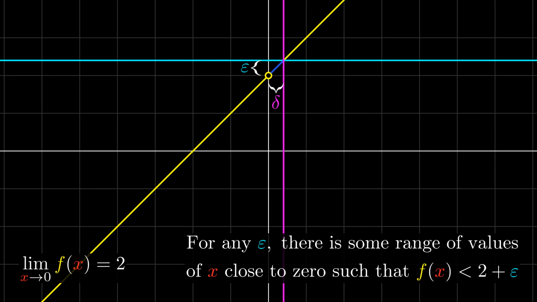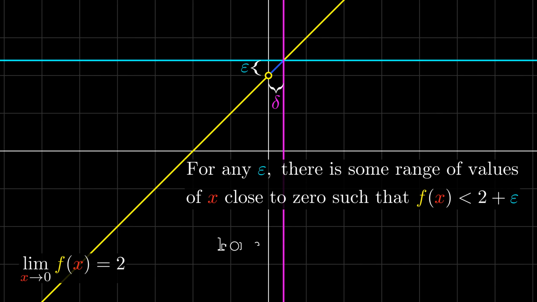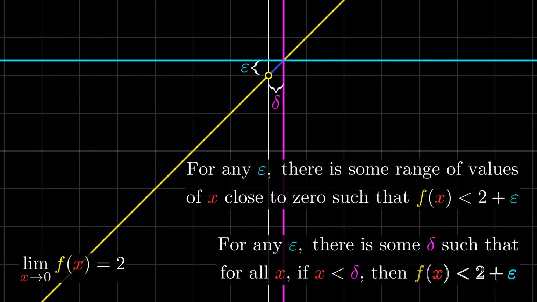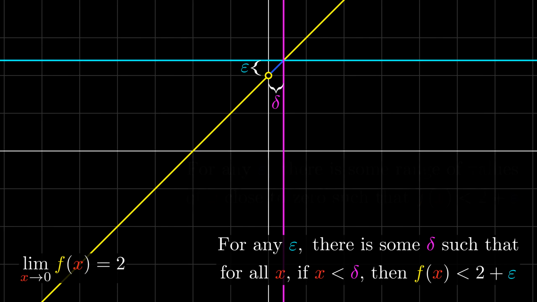This leads us to this new definition. For any epsilon, there is some delta such that for all x, if x is less than delta, then f of x is less than 2 plus epsilon. But wait, this definition doesn't mention that x approaches 0 either. That's just because we're approaching 0 and not some other number. 0 has a tendency to disappear from equations because adding 0 does nothing.